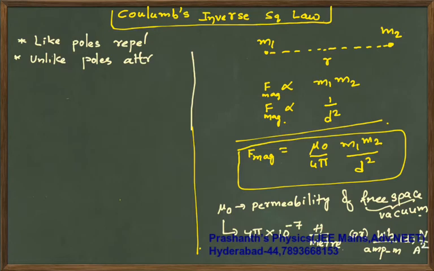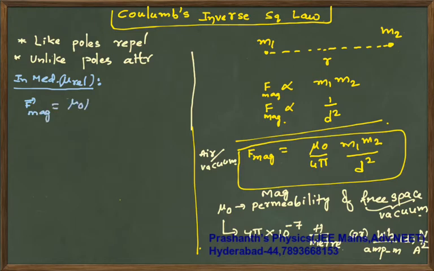So this is your magnetic permeability. Like electric permeability we define as the ability to allow electric field lines, magnetic permeability is the ability to allow magnetic field lines. This formula is in air or vacuum. In a medium, with relative magnetic permeability mu relative given, your force is mu naught mu relative by 4 pi into m1 m2 by d square.